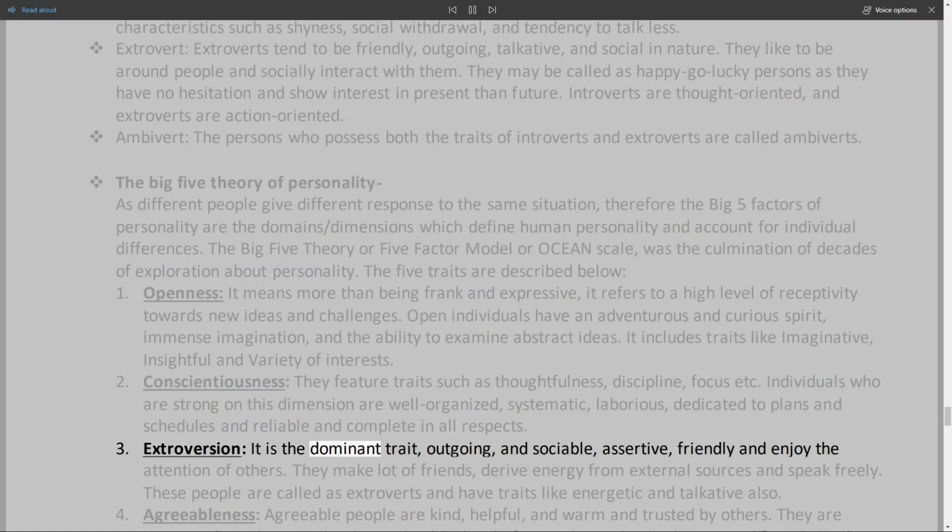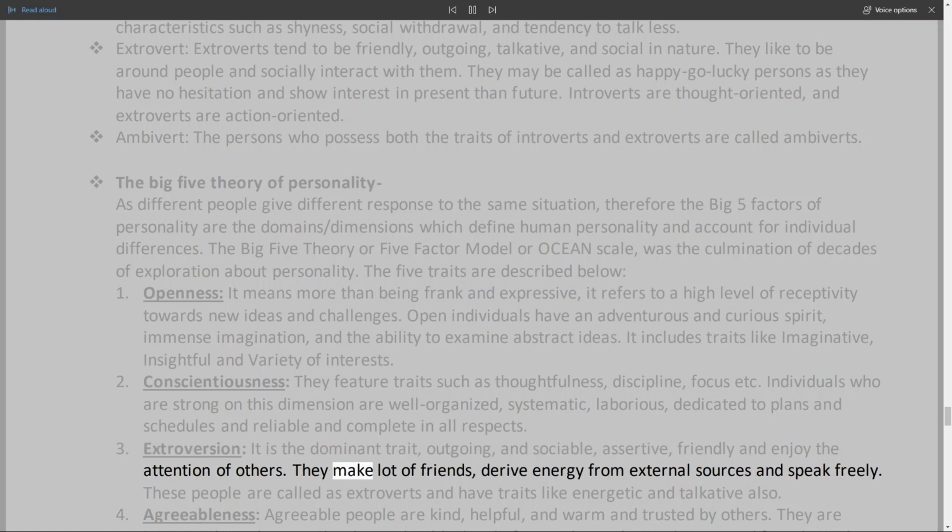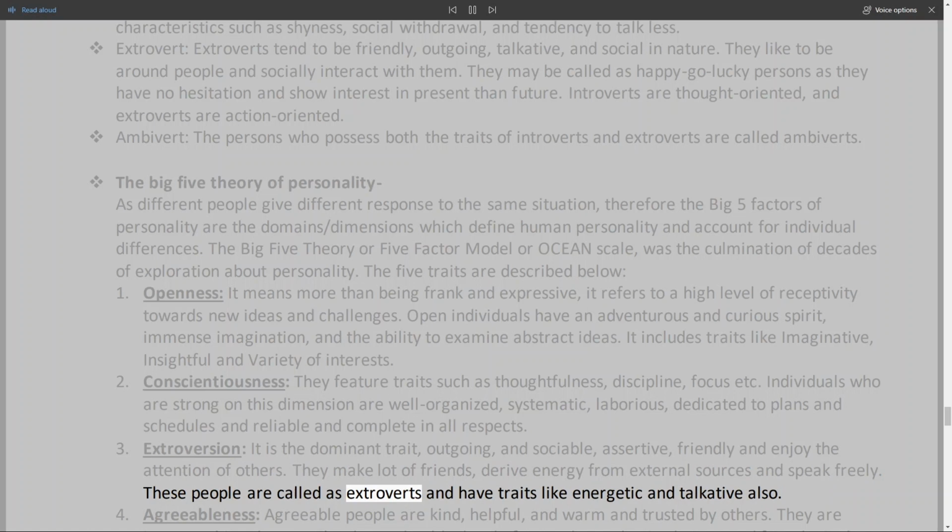3. Extroversion. It is the dominant trait: outgoing, sociable, assertive, friendly, and enjoying the attention of others. They make a lot of friends, derive energy from external sources, and speak freely. These people are called extroverts and have traits like energetic and talkative also.